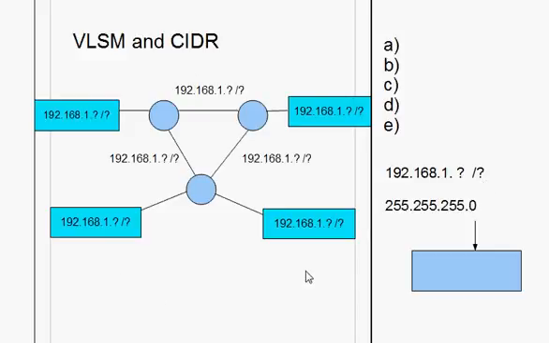Well, first of all, the way you learn at the beginning of the Cisco curriculum is to divide it into 7 networks, not classfully, but with the same size subnet for each network. So you're going to divide this 192.168.1 network into 7 equal-sized networks. And to do that, you take the classful subnet mask of 255.255.255.0 and you borrow bits from the last octet, the 0 octet.